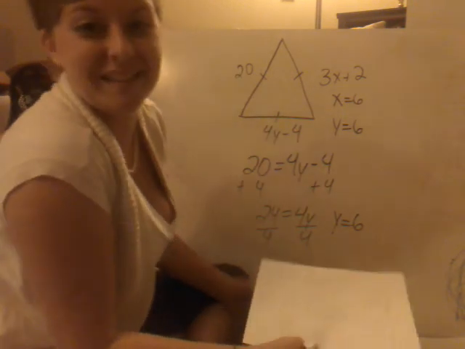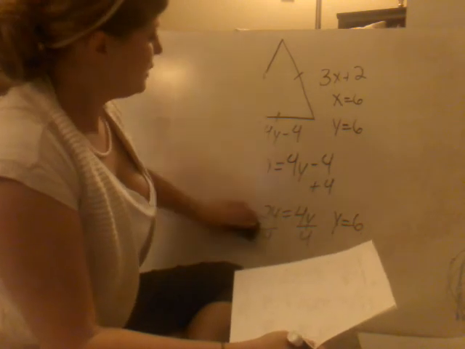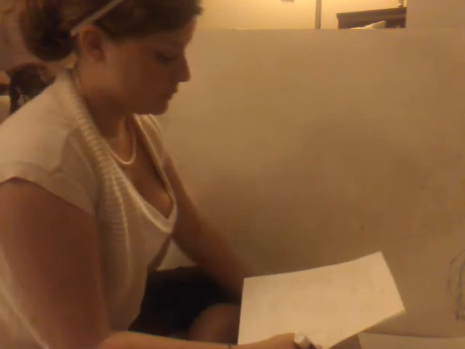I can't read very well. Okay. And that's number 2. Because I just wanted x and y. So that was a side, side, side triangle. Alright, number 3.